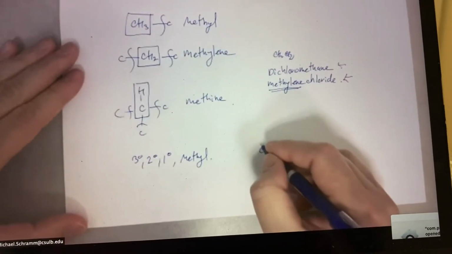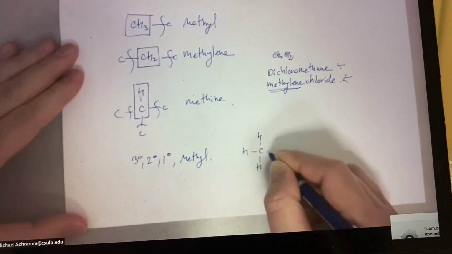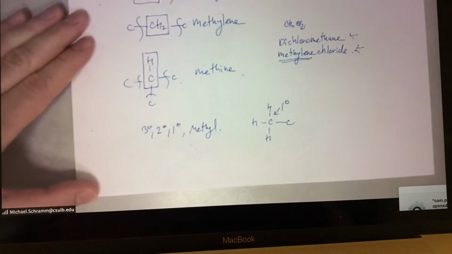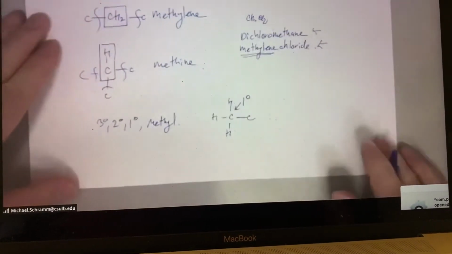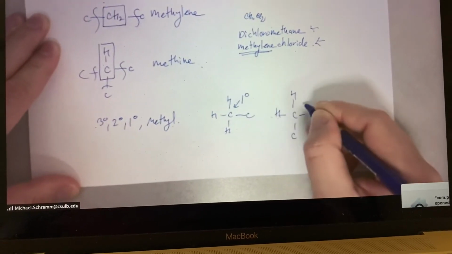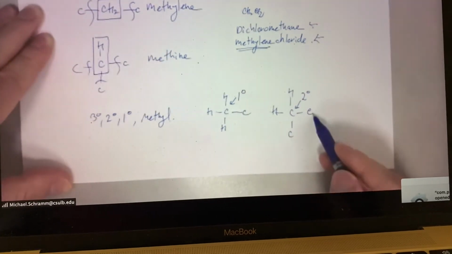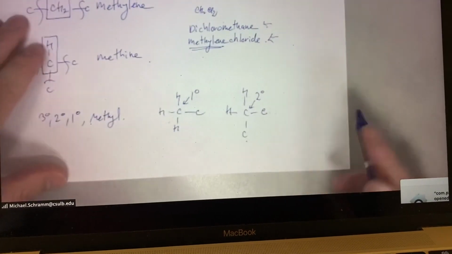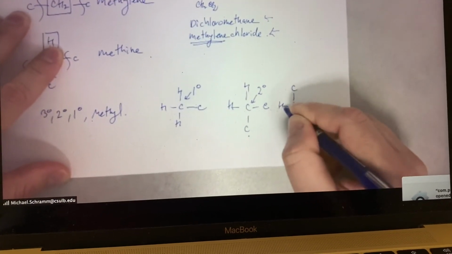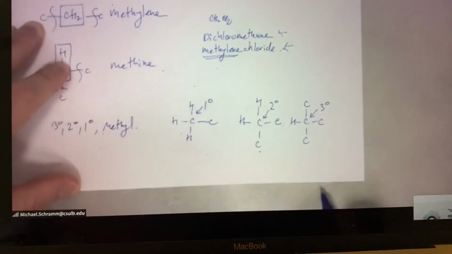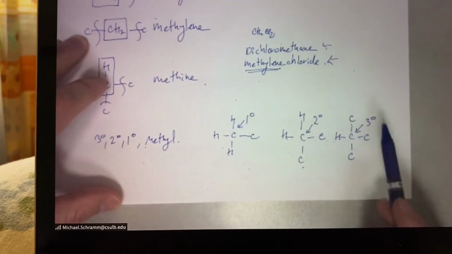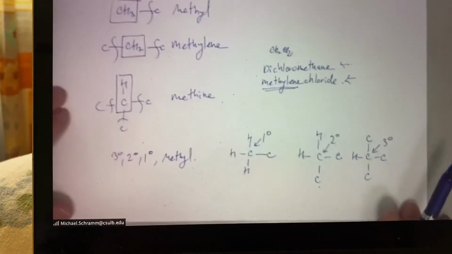Again, I'm just going to point this out. This type of carbon is called primary. It's attached to one carbon. A secondary carbon is going to be attached to two carbons. A tertiary carbon is attached to three carbons. And if you attach a carbon to four carbons, it's called quaternary, or 4 with a little degree sign. That's not important so much for us.